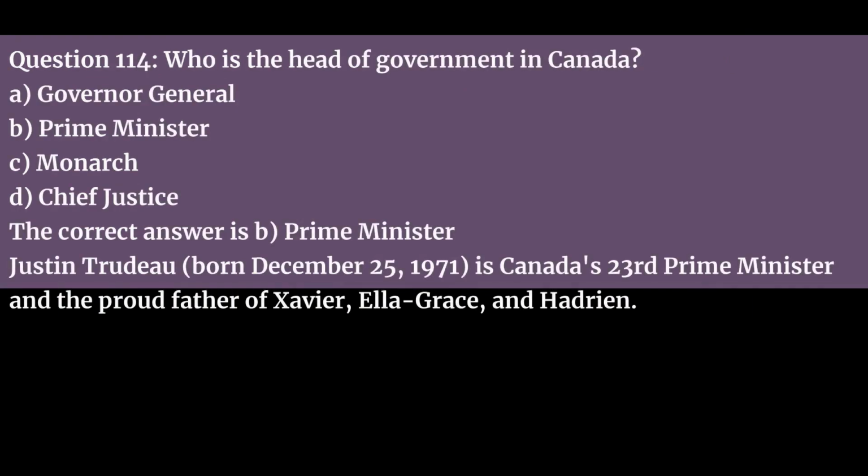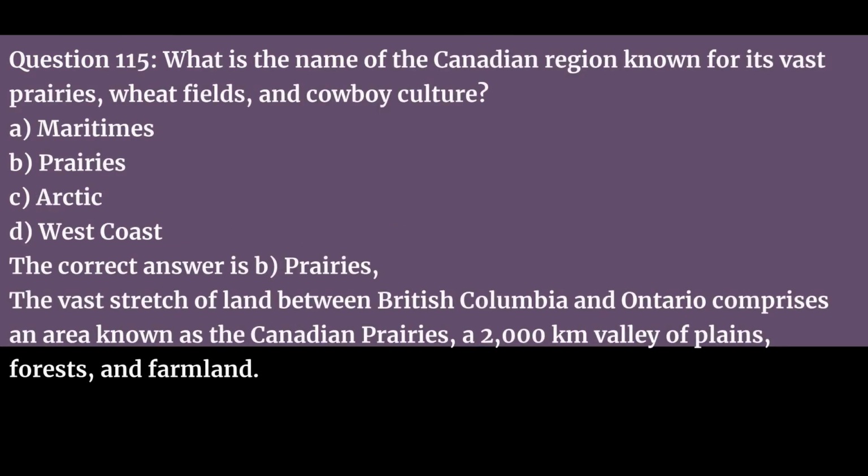Question 114. Who is the head of government in Canada? A. Governor-General, B. Prime Minister, C. Monarch, D. Chief Justice. The correct answer is B. Prime Minister Justin Trudeau, born December 25, 1971, is Canada's 23rd Prime Minister and the proud father of Xavier, Ella-Grace, and Hadrian.